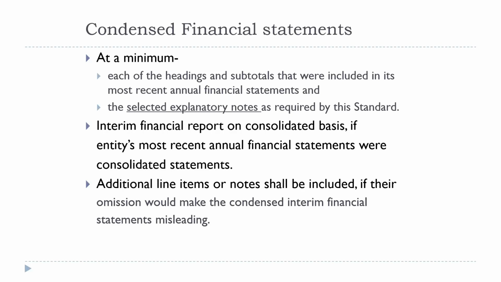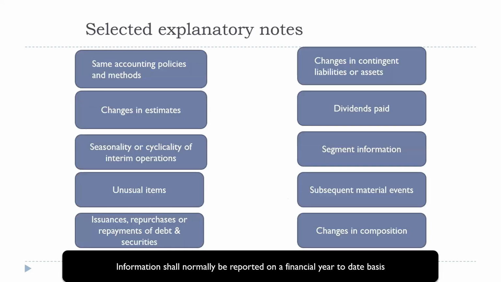This will be useful. Interim report on a consolidated basis. If the entity's most recent annual financial statements are consolidated financial statements, then we also need to publish consolidated statements even in our interim reports. Additional line items can be included if they were included in the recent period. If there are new items purchased which were not forming part of the previous balance sheet, we can use them. Selected explanatory notes means that we need to use the same accounting policies and methods which we used in the most recent annual financial statement published. If there is any change in estimates, we'll apply the effect prospectively.